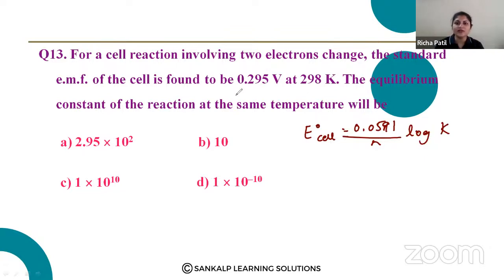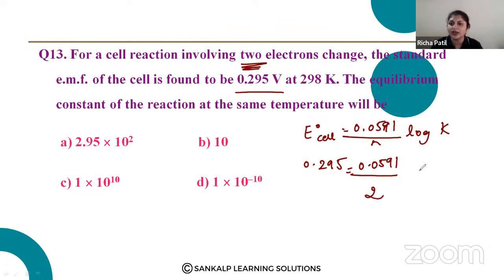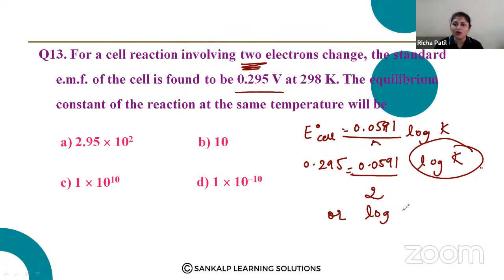So E naught of cell is given as 0.295. That is equal to 0.0591 by n, where n is the number of electrons changed. How many electrons change is there? 2 electrons, then log of K. So after solving this, it comes to 10. So log of K is equal to 10. You get log K equals 10.